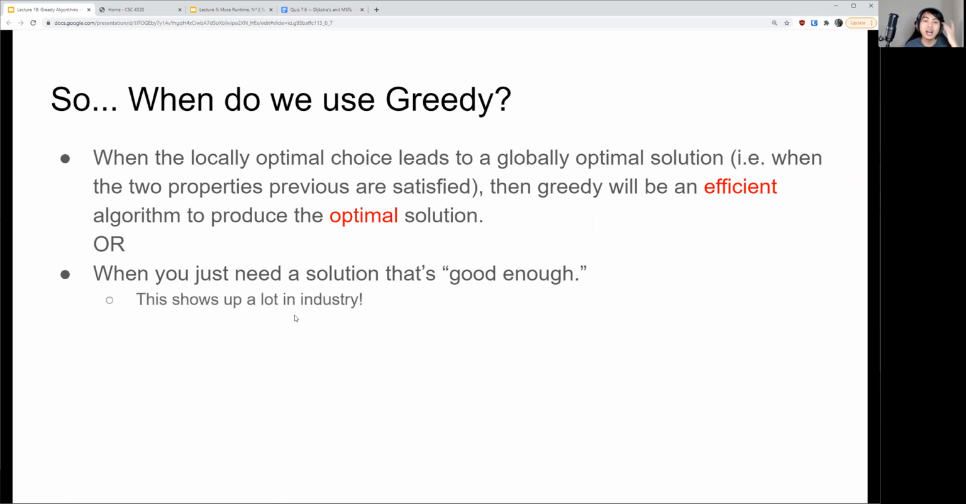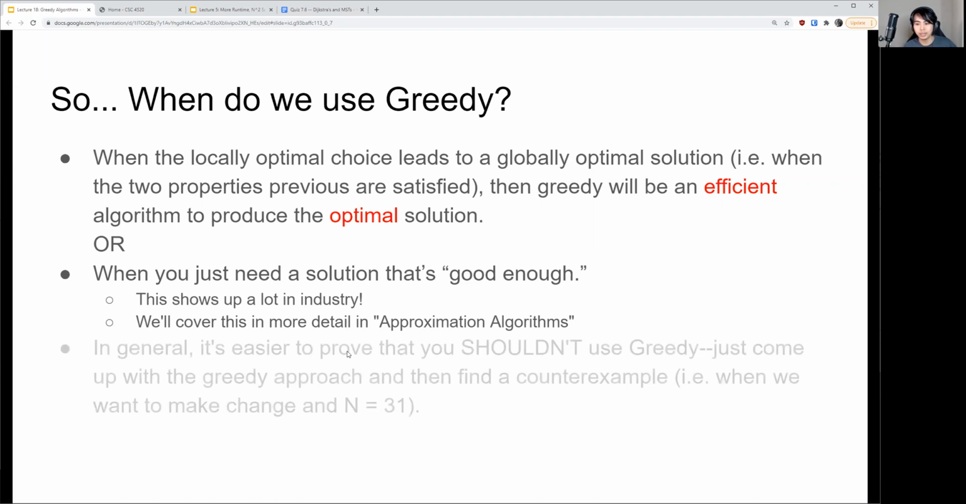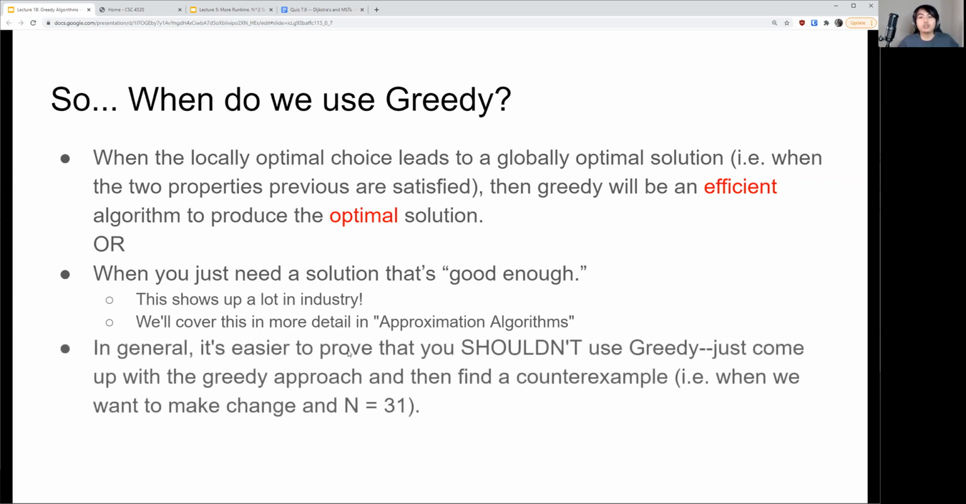So this happens a lot in industry, and we're going to see this actually in approximation algorithms, which is one of the last things we'll learn in this class. In general, it's easier to prove that you shouldn't use greedy. Just come up with a greedy approach and then find a counterexample, like when we had to make change.